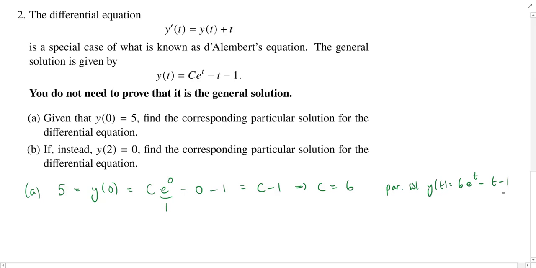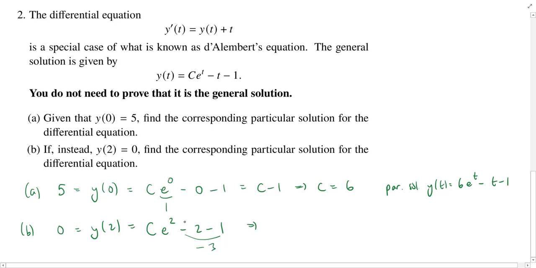Okay, let's try B now. It's going to be the same idea, just maybe the arithmetic works out differently. So now we know that 0 is equal to y of 2. And y of 2, well, we just take this solution and we evaluate it when t is equal to 2. So we'll get c times e to the 2, so e squared, minus 2 minus 1. All right, well, let's see. You have minus 2 minus 1. That's a minus 3. We can move that over to the other side. It'll turn into a plus 3.